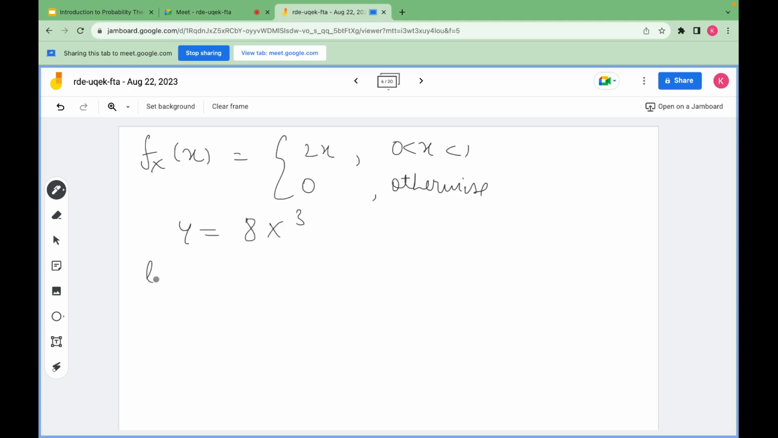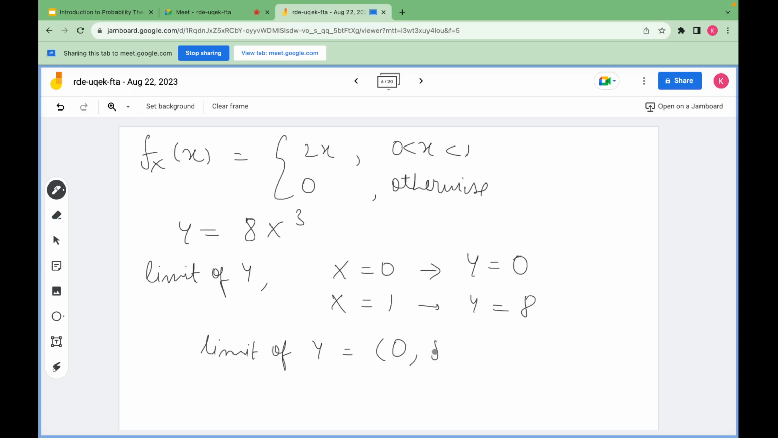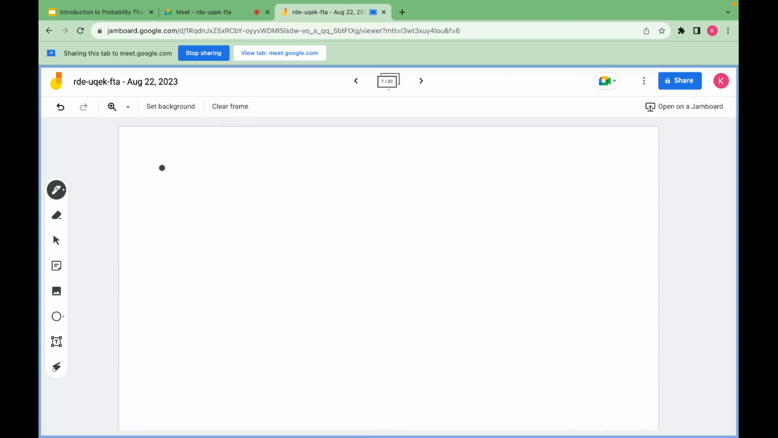Now first we will check the limits of y. For x equal to 0, y is equal to 0. For x equal to 1, y is equal to 8. So the limit of y is 0 to 8. Now this y is equal to 8x cube. So I will show two procedures to solve this problem, and you can find which suits you best.